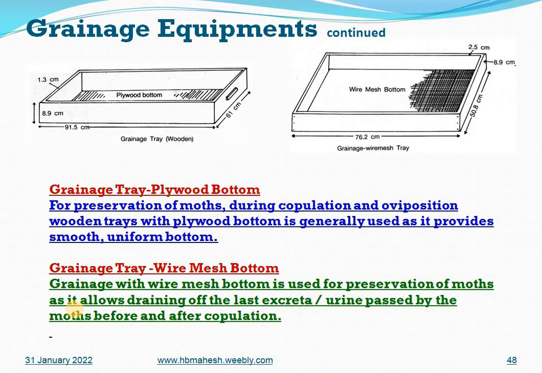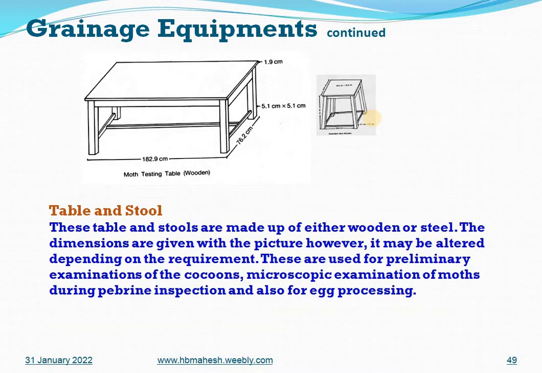These are the grainage trays. This is the one with the plywood bottom, generally used for oviposition, pairing, etc. And this is the wire mesh tray, normally used to collect the moth, as it allows draining of the last excreta or urine passed by the moth before and after oviposition.